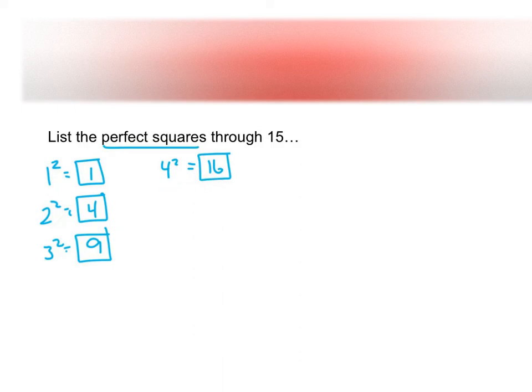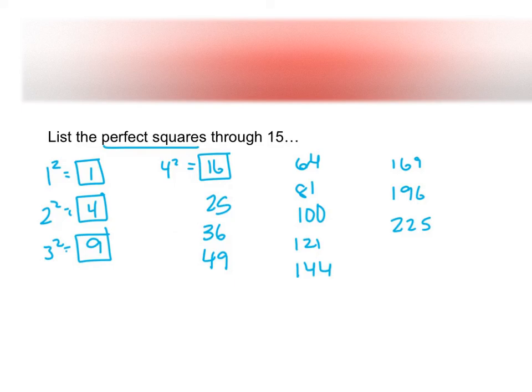Alright, so if we continue our list, 5 squared is 25, 6 squared is 36, 7 squared is 49. We're going all the way through 15. So go ahead and pause the video and write them in and then check and see if you got them all right. Okay, so there's all of our perfect squares through 15. We ended with 15 squared, which is 225.